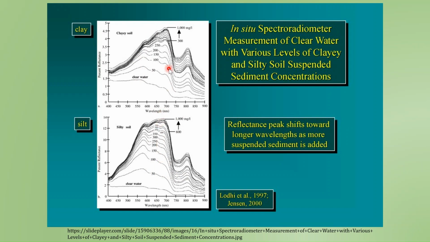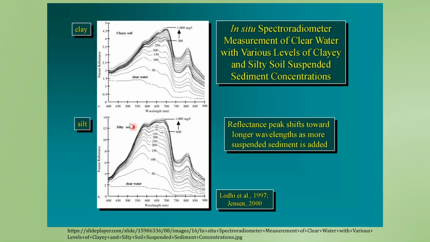But if we compare these two images, the reflectance in case of the silty soil is higher in comparison to the clay soil. So here, if you notice, on the y-axis it is 0 to 5 only, but in this part for the silty soil, we are having the range 0 to 14.